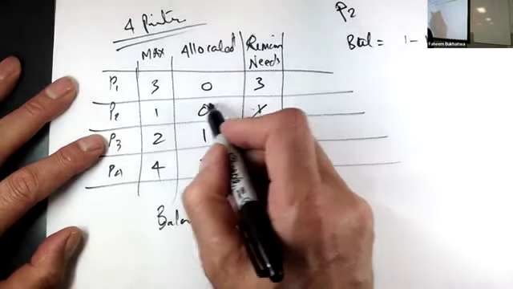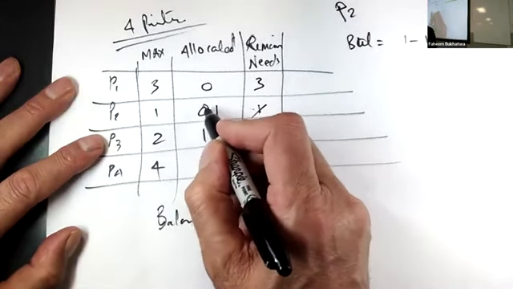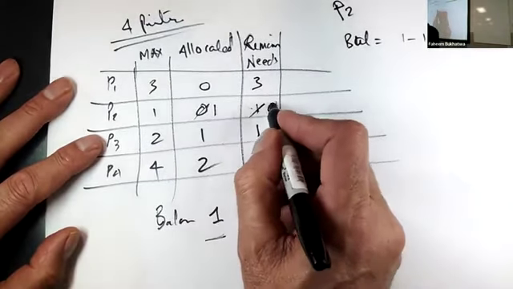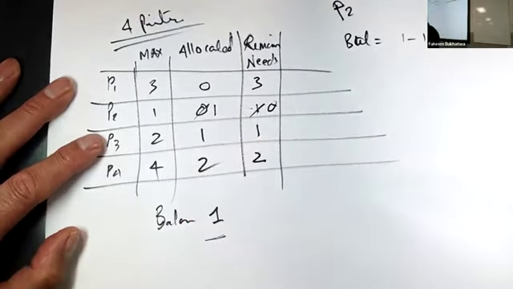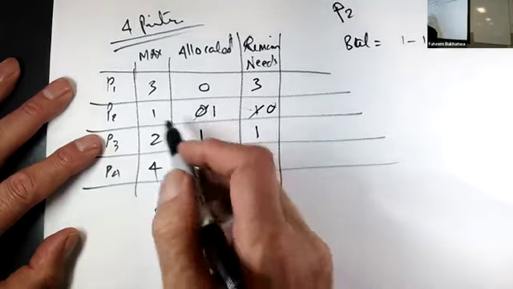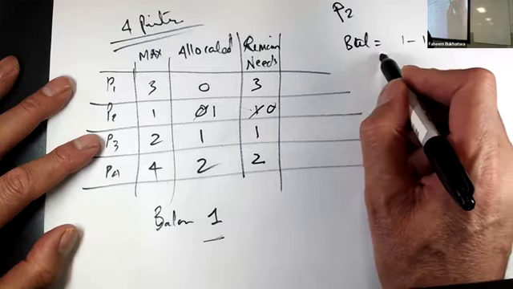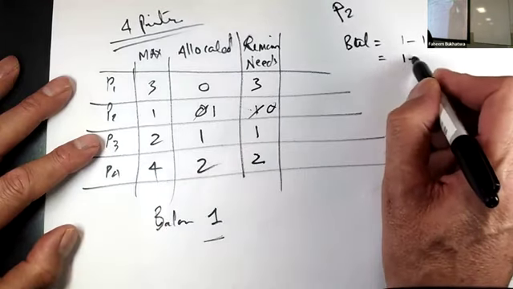But that means this guy got a printer now and doesn't need anything else. It needs 0. When a process has everything it needs, it will finish. And when this guy finishes, it will give us all what it has. How many does it have? 1. It has 1 printer, it will release it. 1 plus 1.